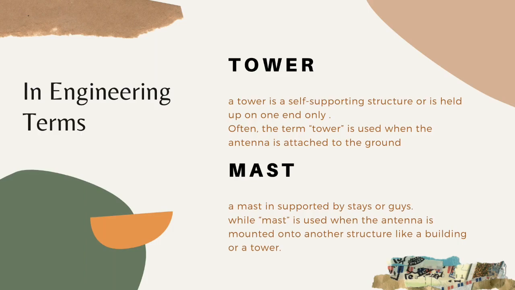In engineering terms, a tower is a self-supporting structure or is held up on one end only, while a mast is supported by stays or guys. Often the term tower is used when the antenna is attached to the ground, while mast is used when the antenna is mounted onto another structure like a building or a tower.